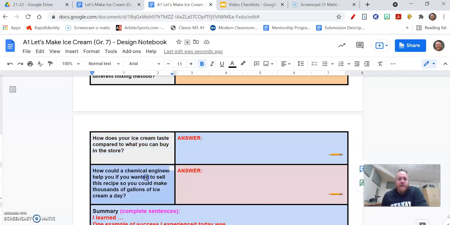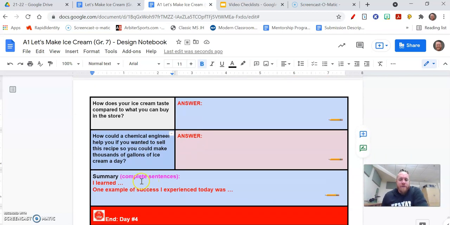And then an aspire-to-answer question, notice the pink background. How could a chemical engineer help you if you wanted to sell this recipe so you could make thousands of gallons of ice cream a day? So what would a chemical engineer do to help you make money off of your recipe that you just made? Once you're done with those, we've got our summary. So what's something that you learned along the way? And what was one thing that you were successful with as you did these conclusions and wrote your responses? And then you see the stop sign, the end of day four.